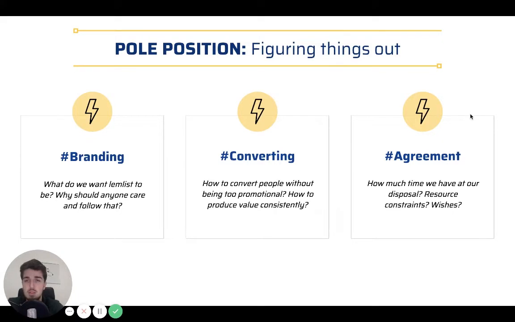First and foremost, I call this the pole position because I'm a Fernando Alonso fan. Figuring things out, like branding. A couple of questions you've got to ask yourself: what do you want to be on social media? What's the brand about? What sort of traits do you want to give to your brand, and based on those traits, how are you planning to connect with people?